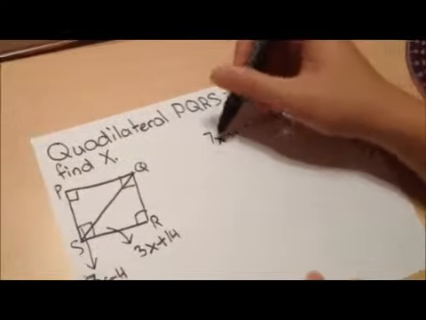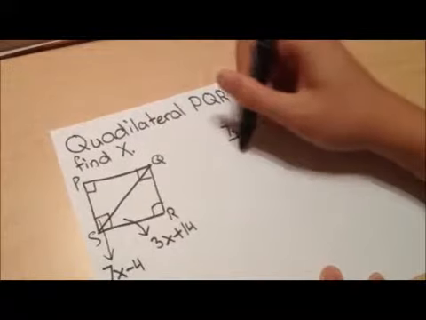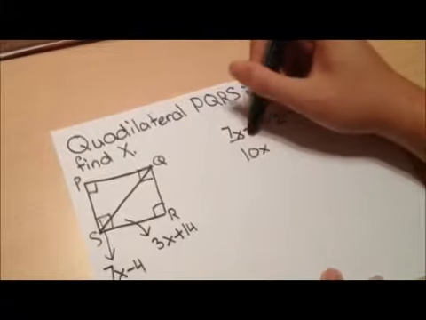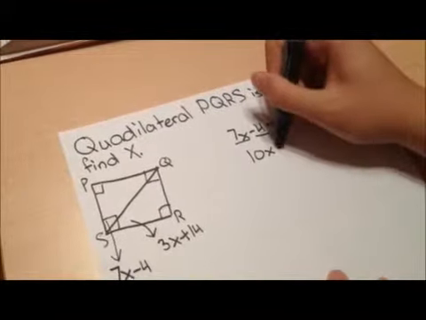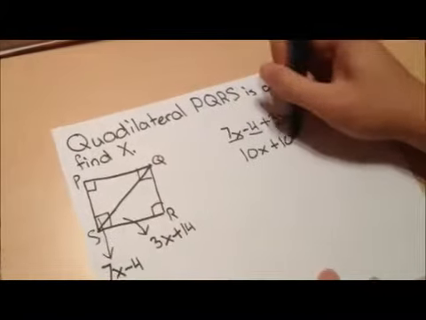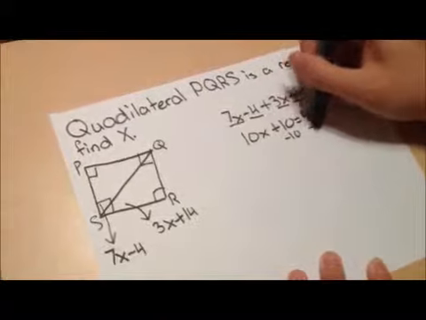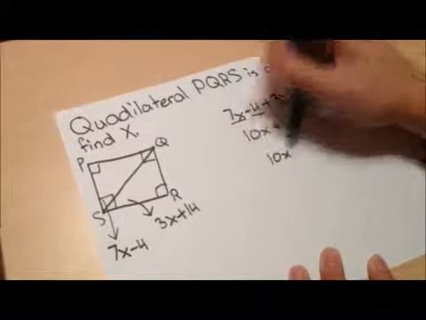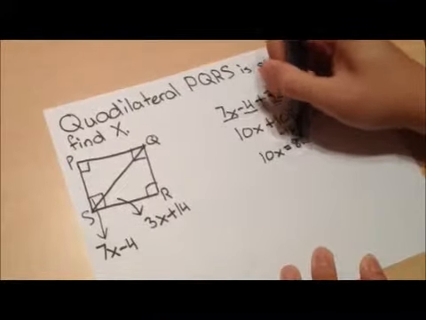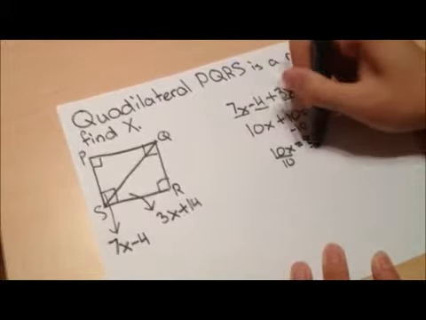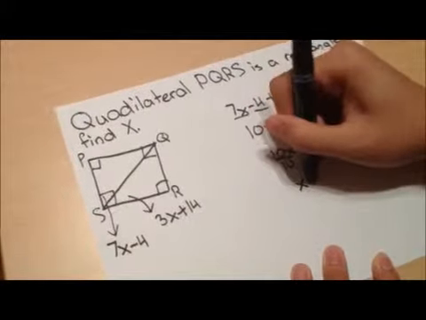Then we add up our similar values, so 7x and 3x give us 10x, and negative 4 plus 14 is positive 10, which equals 90. Then you subtract 10 from each side and you get 10x equals 80, and then you divide by 10 on both sides, and x equals 8.